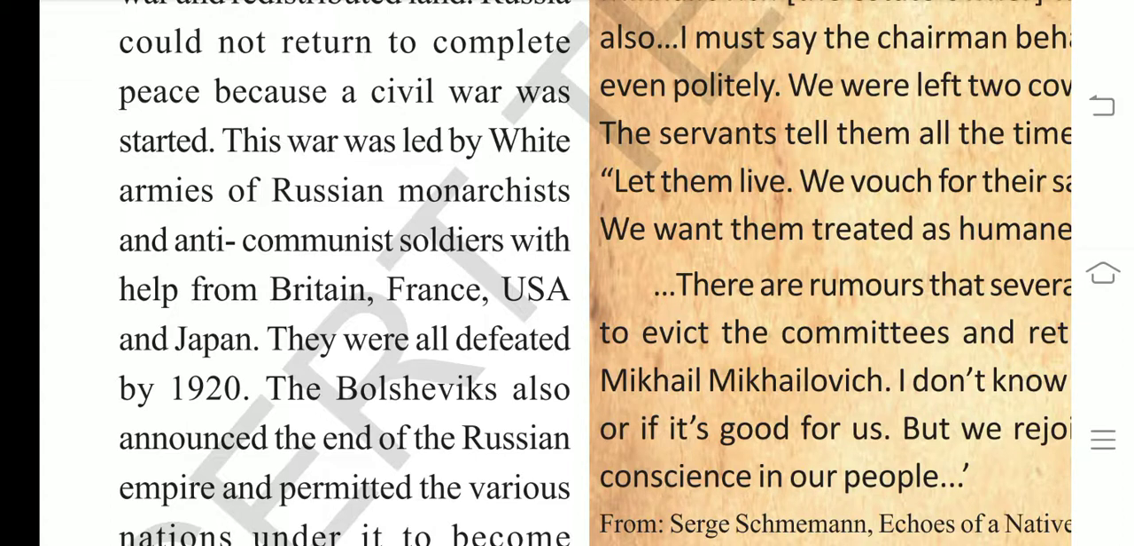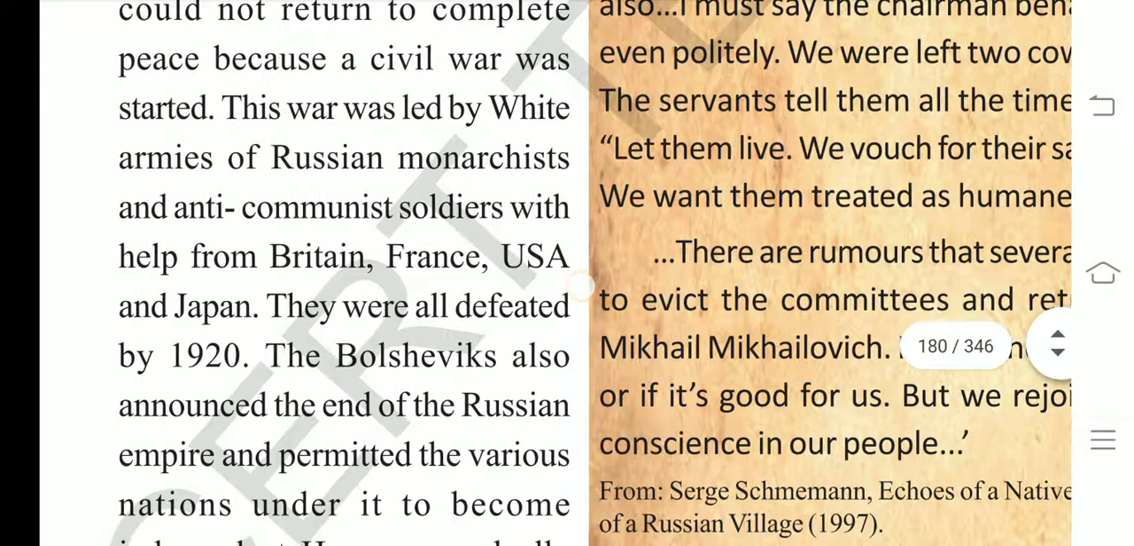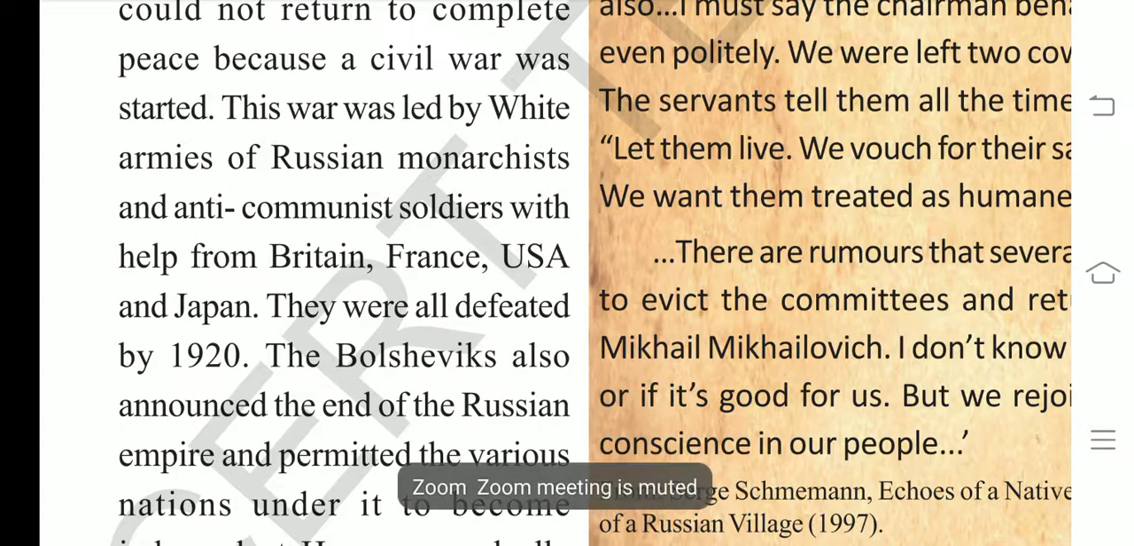By 1920, Britain, France, USA, and Japan, which gave support to anti-communist people against the Bolshevik party, were defeated. Here you have to keep in mind that Russia participated in World War One on the side of Britain, right? But during the World War, by 1917, it had withdrawn and turned against Britain.